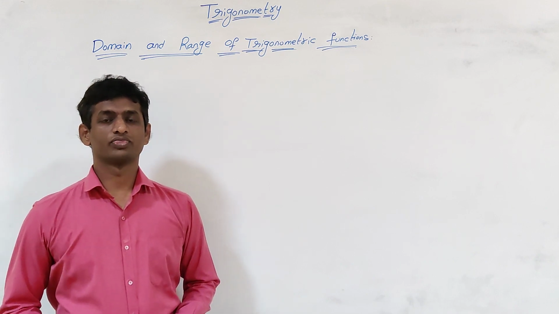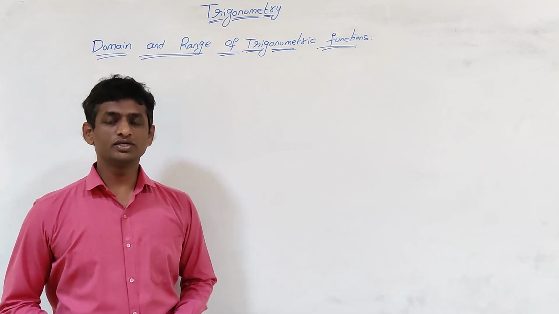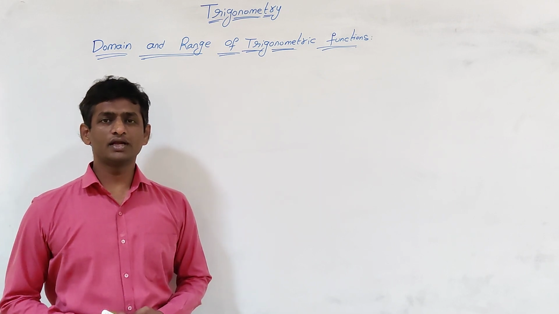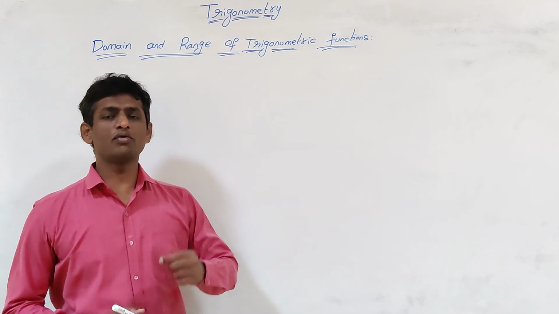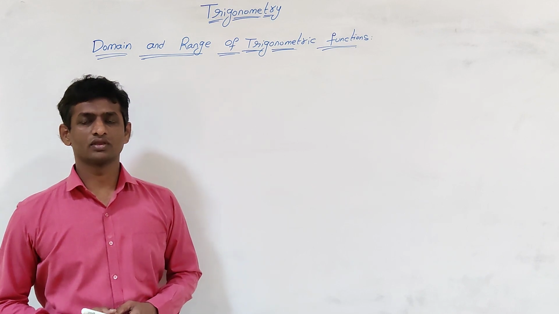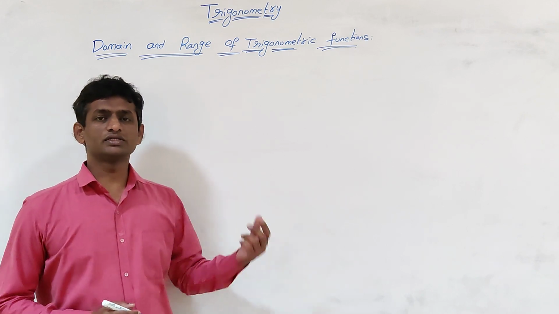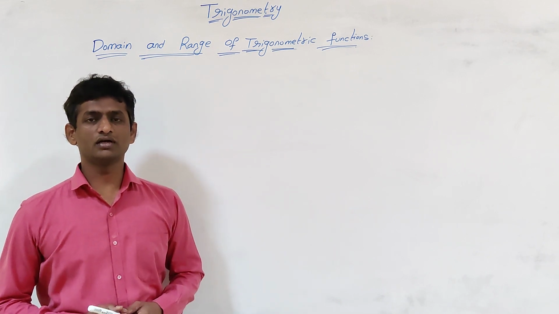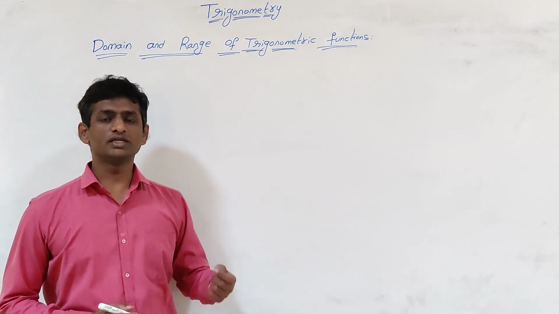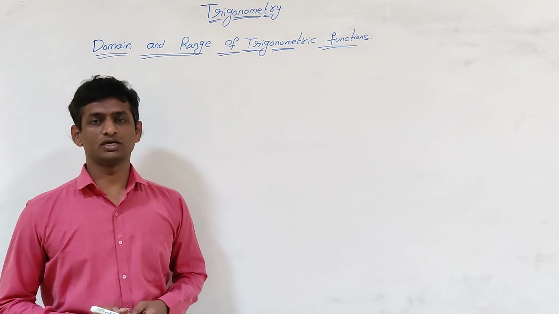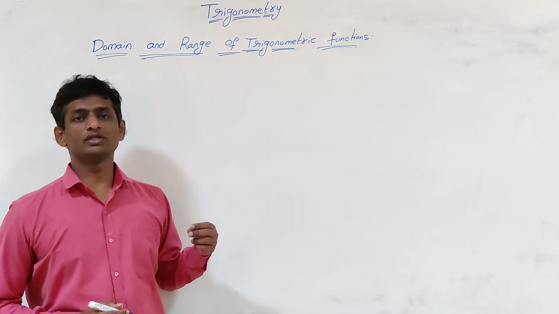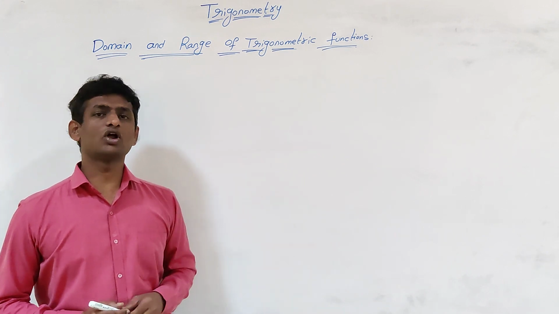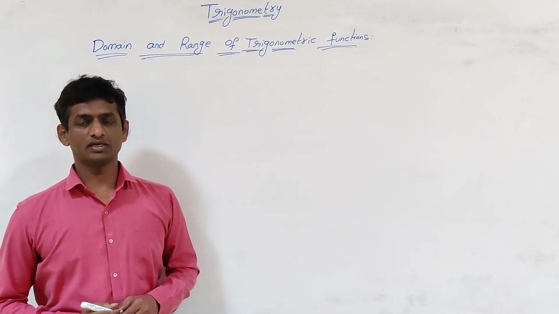Hello students. Today in this session we'll go for what is the domain and range of the six trigonometric functions. So what are the six trigonometric functions? Sin theta, cos theta, tan theta, cosecant theta, secant theta and cot theta. Now we'll see what is the domain and range of each trigonometric function one by one.